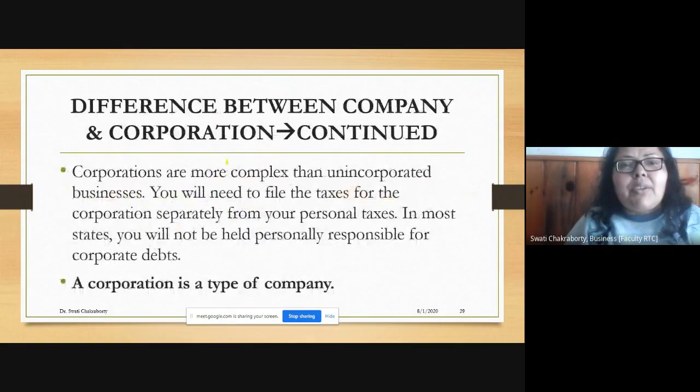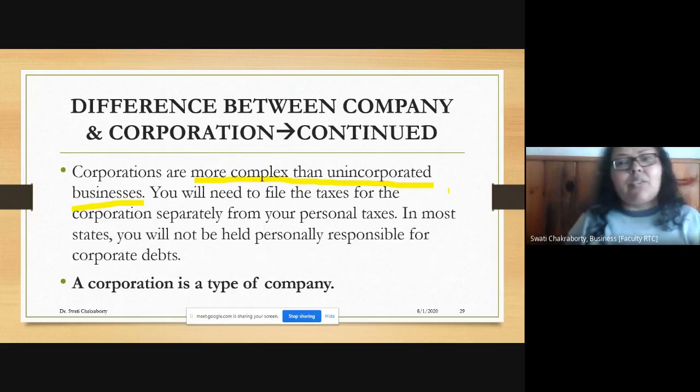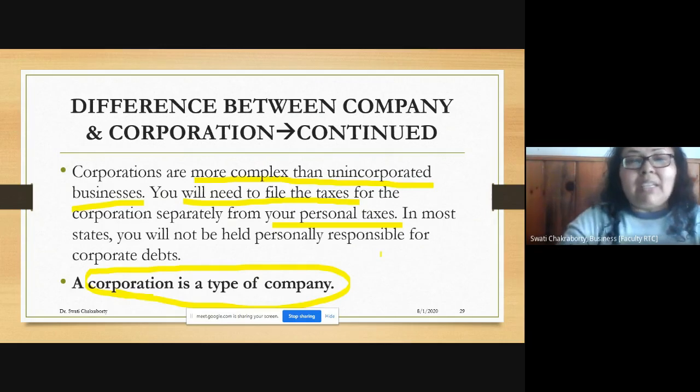So corporations are more complex than unincorporated businesses. Unincorporated businesses are those which are not corporations. It could be a sole proprietorship, a partnership, a limited liability company, or any other type. With corporations, the business has its own tax. The corporation files its own tax return, which has nothing to do with the personal tax of the owners. So, as I said, a corporation is a type of company.